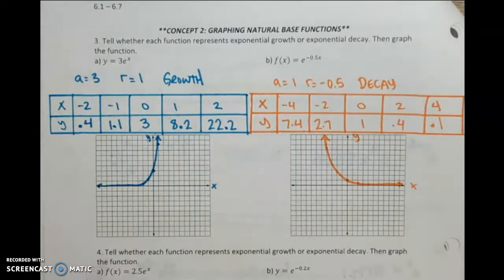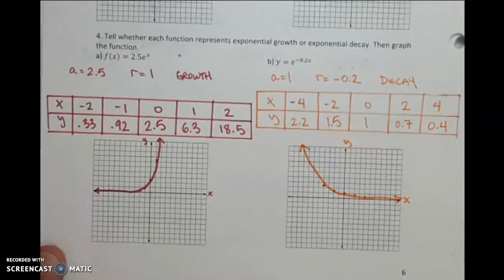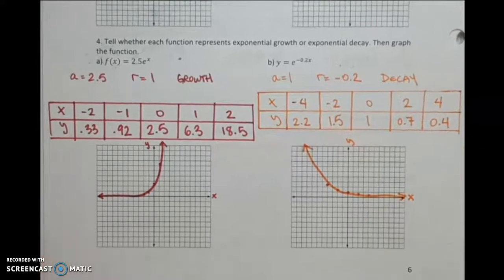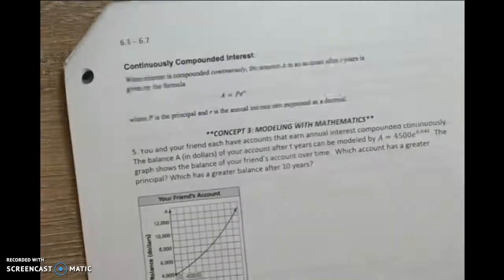I'm going to go ahead and show you the answer, so please pause. All right. There we go. There are the answers for number 4. And I'm going to move on to the next page, page 7.